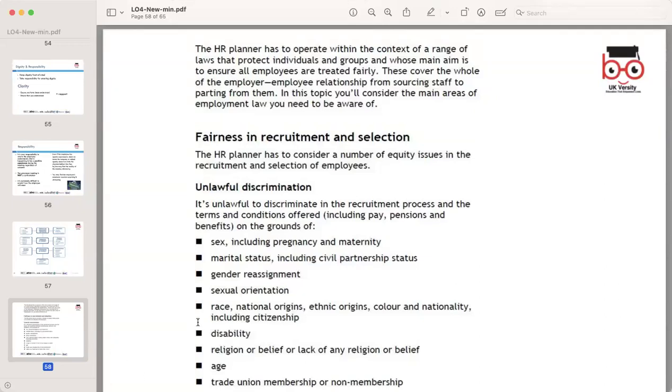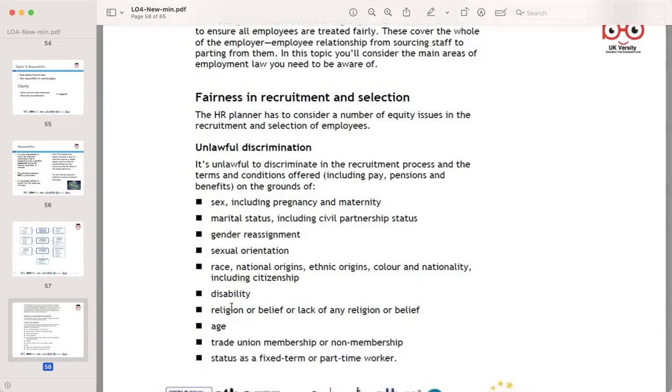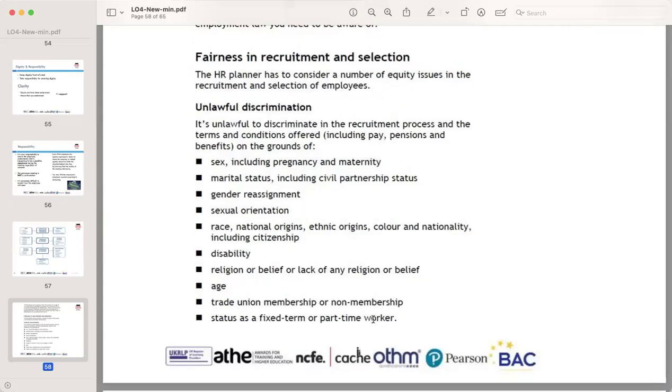In recruitment and selection, the HR planner addresses equity concerns, emphasizing the prohibition of unlawful discrimination. The recruitment process and offer terms and conditions, including pay, pensions, and benefits, are scrutinized for discrimination based on sex, marital status, gender reassignment, sexual orientation, race, nationality, disability, religion or belief, age, trade union membership, or status as a fixed-term or part-time worker. So this comprehensive approach ensures fairness in all aspects of employment.